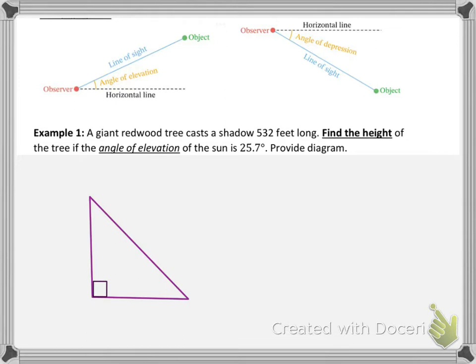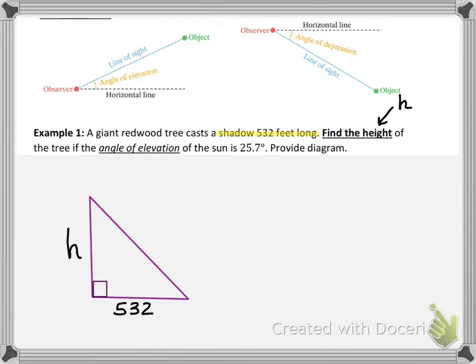Now, they're telling us that this tree is casting a shadow of 532 feet long, okay? A shadow usually is going to be on the ground, especially if this tree is standing out in the middle of the forest. So this shadow, more than likely, is going to be represented by this side. So we're going to call that side 532 feet long. They want us to find the height of the tree, so I'm going to let height be represented by the letter H. I'm going to label this side, which is what I'm imagining the height of the tree to be, H.